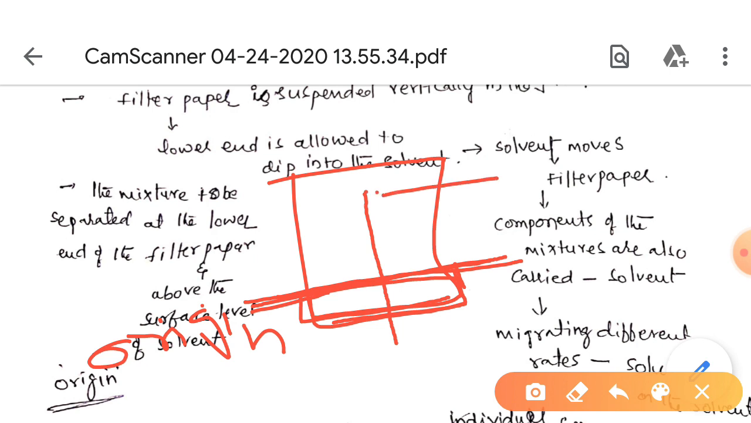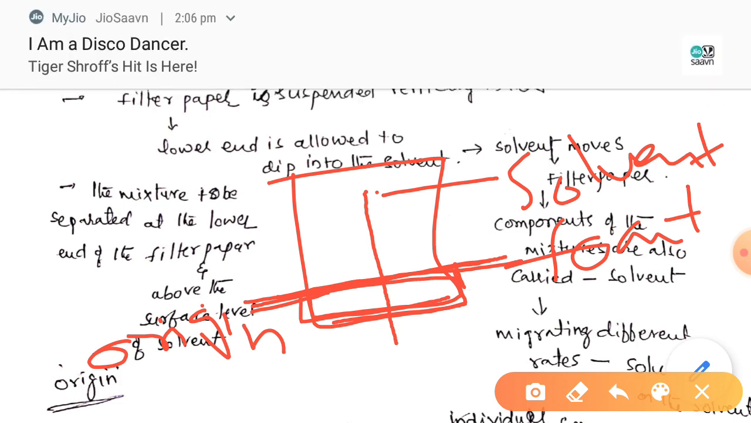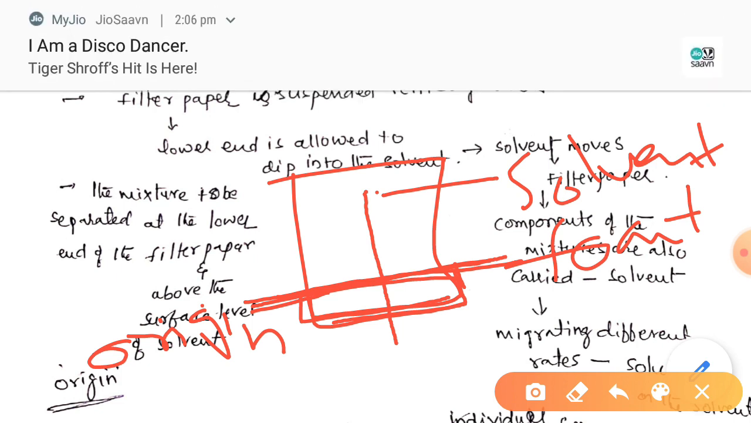It is called the solvent front. That means the solvent migrating up to this region along with their components.